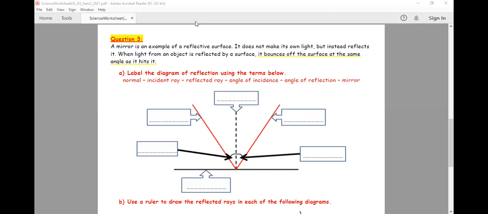Let's first of all label the diagram of reflection right here. Let's start with this. What is this? The mirror. This is the mirror. Good job. What about this? The line that is perpendicular to the mirror. Normal. This is the normal. Mirror and normal. Let me add something. It's according to the way you put the arrow.